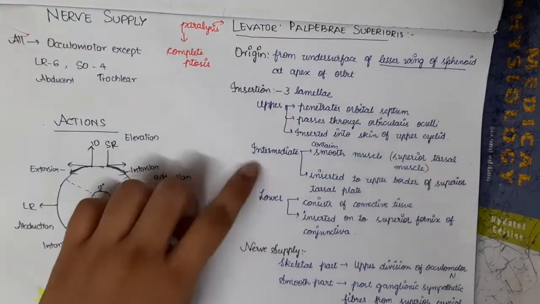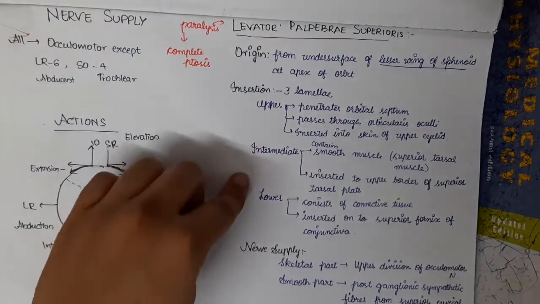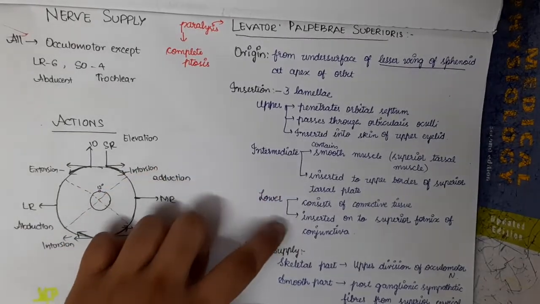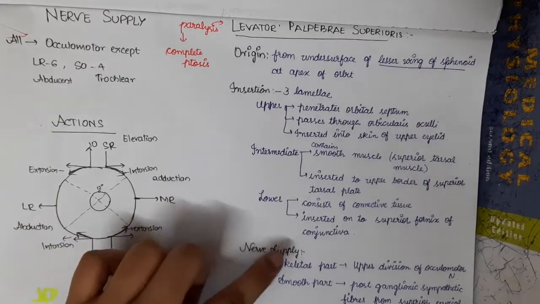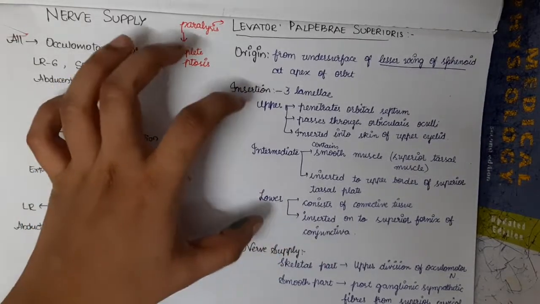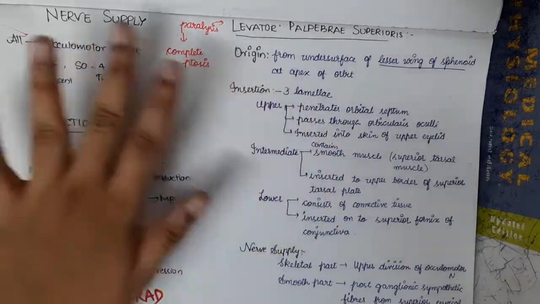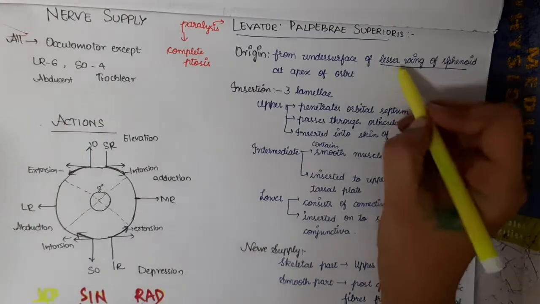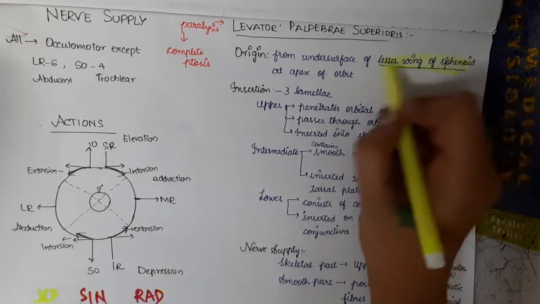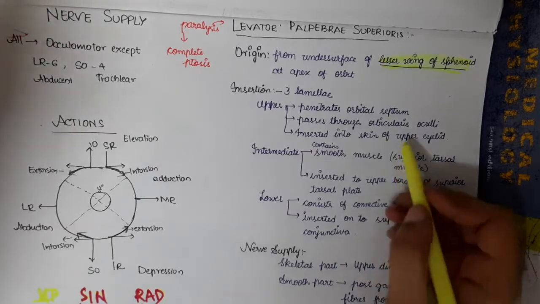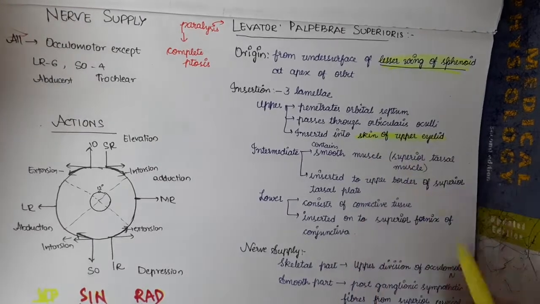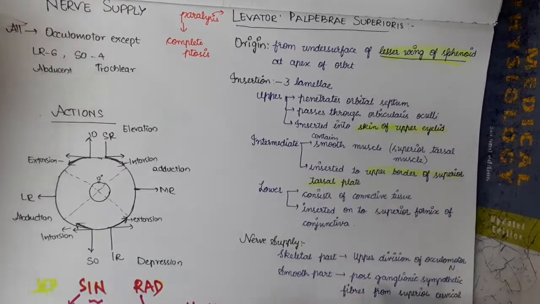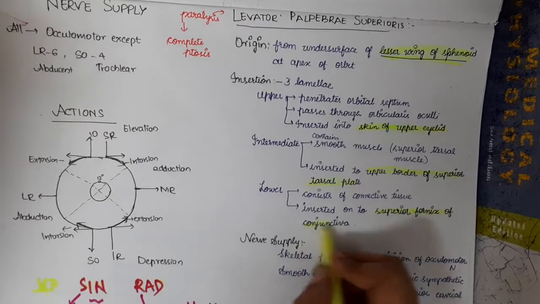And we have the intermediate lamella, it contains smooth muscle and it is inserted into the upper part of tarsal plate, whereas the lower one consists of connective tissue and is inserted into the superior fornix of the conjunctiva. Though you do not need to know this insertion, what you should definitely remember is that it originates from the lesser wing of sphenoid, number one. Then parts of it get inserted into the upper eyelid, the superior tarsal plate, and the superior fornix of conjunctiva.